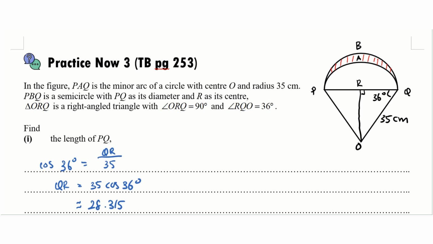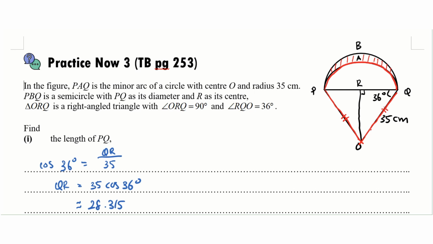Now let us take a look at Practice Now 3, where we are given that PAQ is the minor arc of a circle with center O and radius 35 cm. I want you to see that PAQ is this arc here, and O is the center of that particular sector. The radius 35 cm is for OQ as well as OP. That makes triangle OPQ an isosceles triangle.